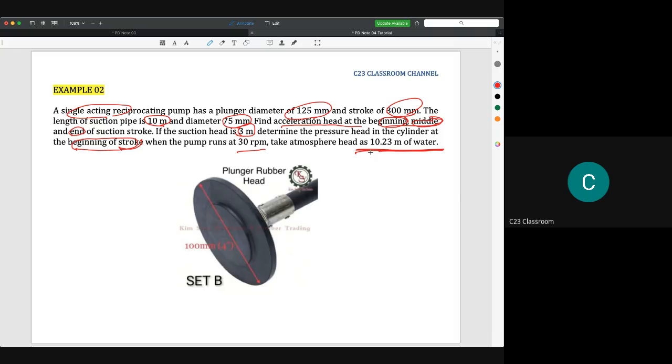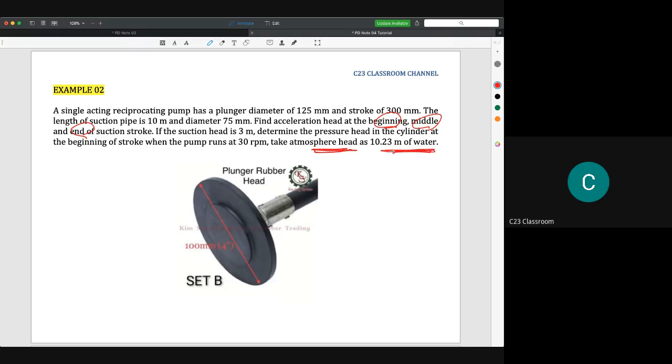The reciprocating pump has a plunger. The plunger is some kind of piston actually. It is just used to push water to the delivery pipe. Here I think you already know, I already explained that the velocity keeps changing, and then it creates acceleration. The acceleration is also changing because the angle theta is different. So we have the beginning, middle, and end of suction. And then it gives you the atmospheric head here, which is equal to 10.23 meter of water.